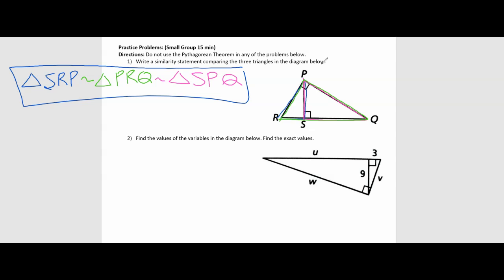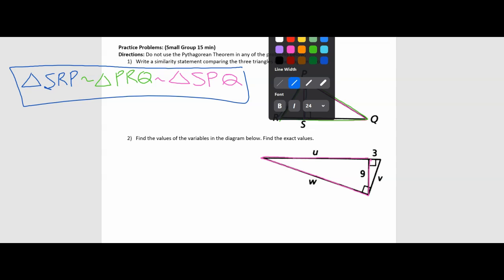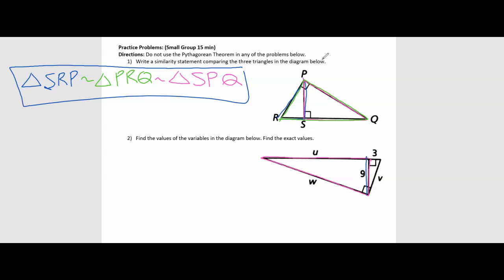Now we're going to work on number 2. You have to find all three variables. What I would do is first write another similarity statement. Same idea: come up with a similarity statement, and then see if you can set up the correct ratios. So go ahead, take a few minutes to do that, and then come back and check your work.